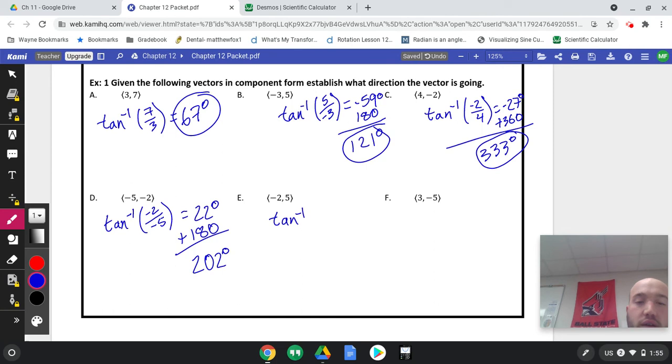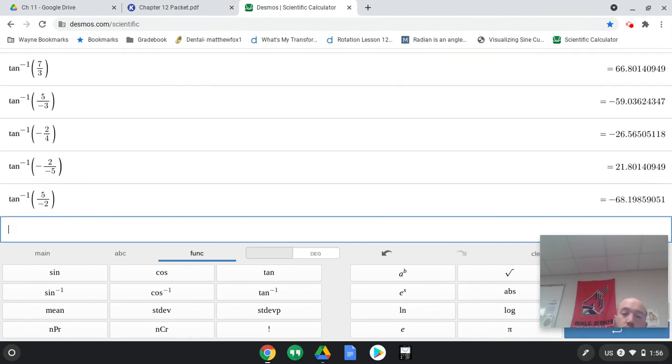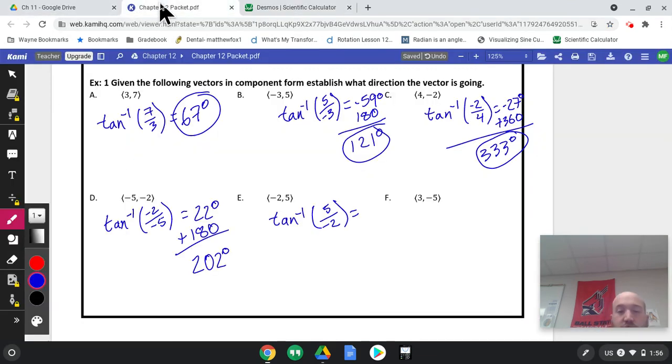All right, letter E, keep going. -2 up 5, so that's up in quadrant 2. So we know we'll get a negative answer here. And we're right, -68. And don't forget, you got to add that 180 onto it. And you'll get 112 degrees.